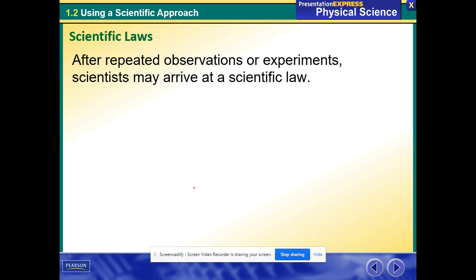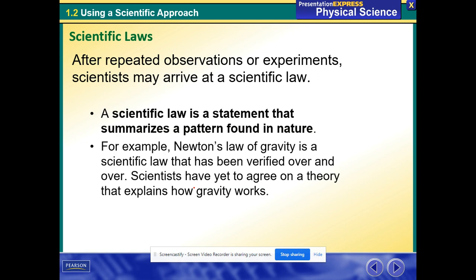So how do we get scientific laws? Well, we get scientific laws the same way we do with theories. We have repeated observations and repeated experiments. Again, the only difference is theories you explain, laws you cannot. A law is just a statement that summarizes what we see.